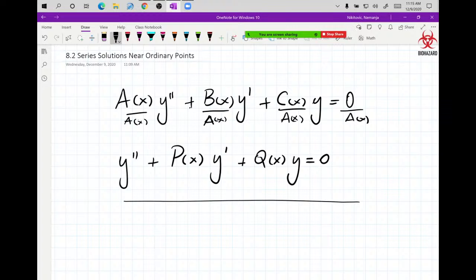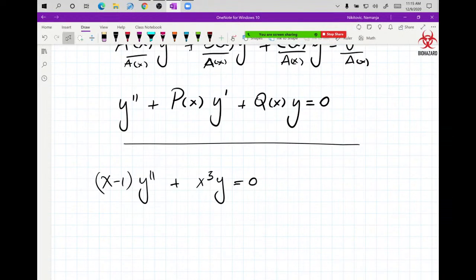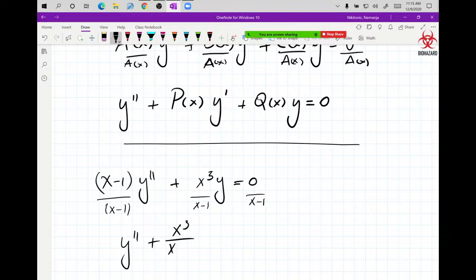So if you generally have a denominator that would equal 0, then for instance, you have, let's say, x minus 1 y double prime plus x cubed y equals 0, and you divide through by x minus 1 everywhere to get rid of x minus 1. Then you get y double prime plus x cubed over x minus 1 y equal to 0. And you take a look at x minus 1 equals 0, which gives you x equals 1. So that will be the singular point.